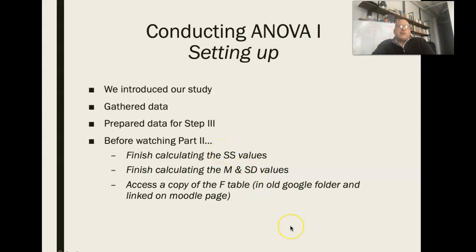And then before we start, there is a copy of an F table. It's in our old Google folder from when we were still meeting in person, but I'm also going to put a link to it on the page. What the F table does is it provides critical values just like the T table did when we were doing t-tests. So we'll need that for step 2 of the actual ANOVA. So get that ready, and whenever you're ready for some fun, start the second video.